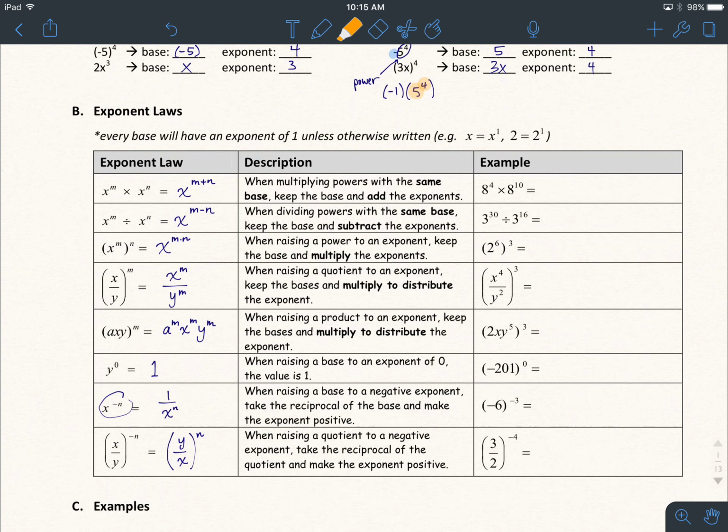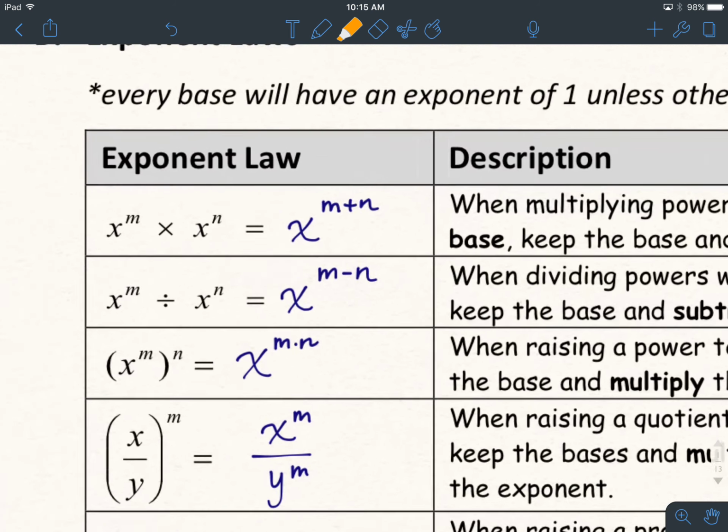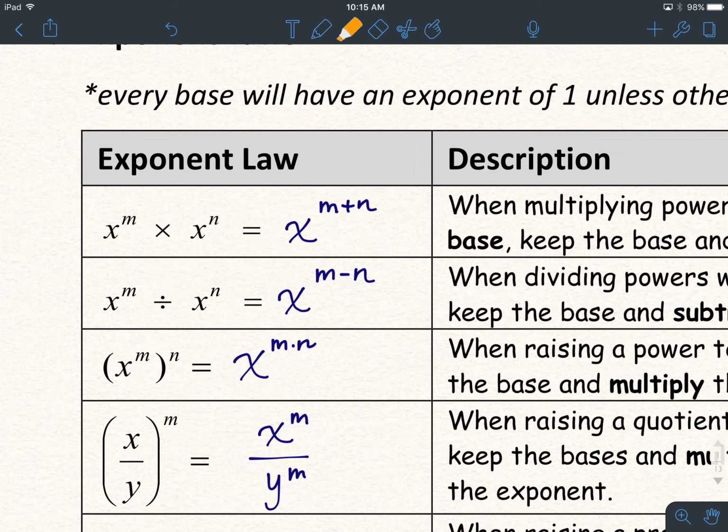The first exponent law is, and I'm just looking at the top here, we have x to the exponent m times x to the exponent n. How do we deal with multiplying powers with the same base? We keep the base and we add the exponents together. So it would be x to the exponent m plus n.